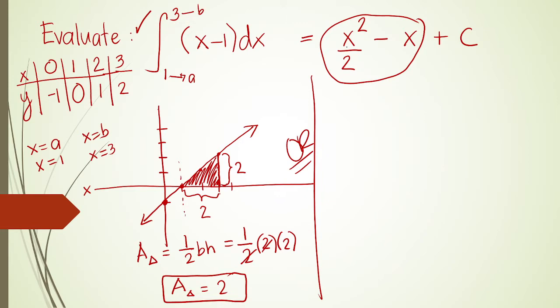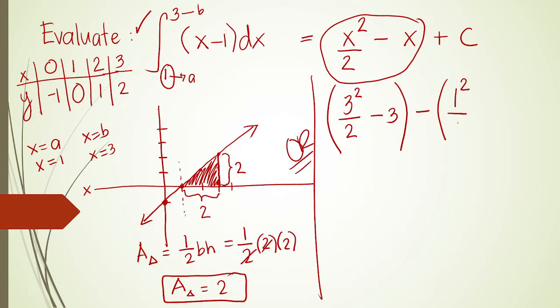Now, I have here, what is the value of the upper limit? 3. So, 3 squared over 2 minus 3. Is this correct? Yes, sir. Okay. Now we substitute the lower limit. What is the lower limit? 1. So, 1 squared over 2 minus 1. Got it? Yes, sir. That is why C disappears.